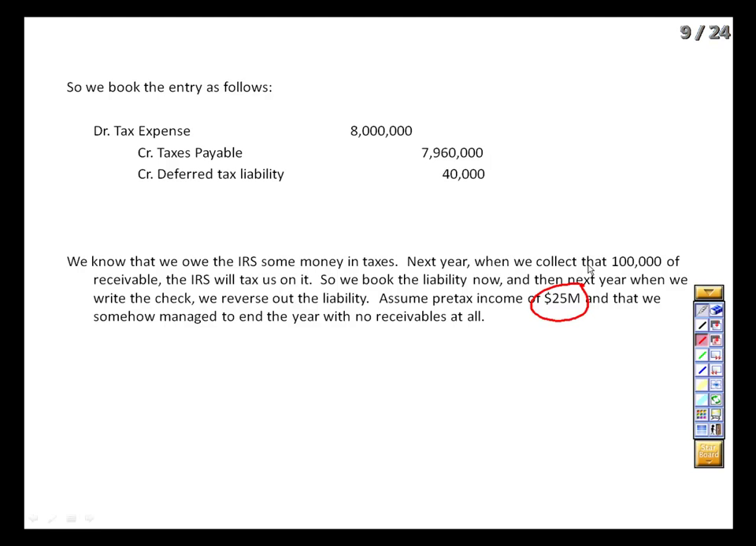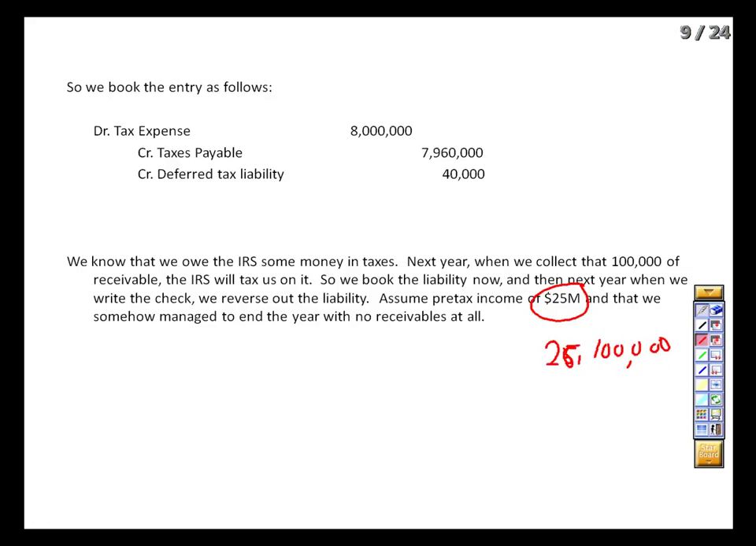And for the sake of mathematical simplicity, we end the year with 0 accounts receivable. Now, the IRS is saying that in addition to the money that we think we earned, they're going to tax us on that extra $100,000 of cash that came in. Here's the reversal. So for tax purposes, our taxable income is $25,100,000, not the $25 million that we report on our income statement.